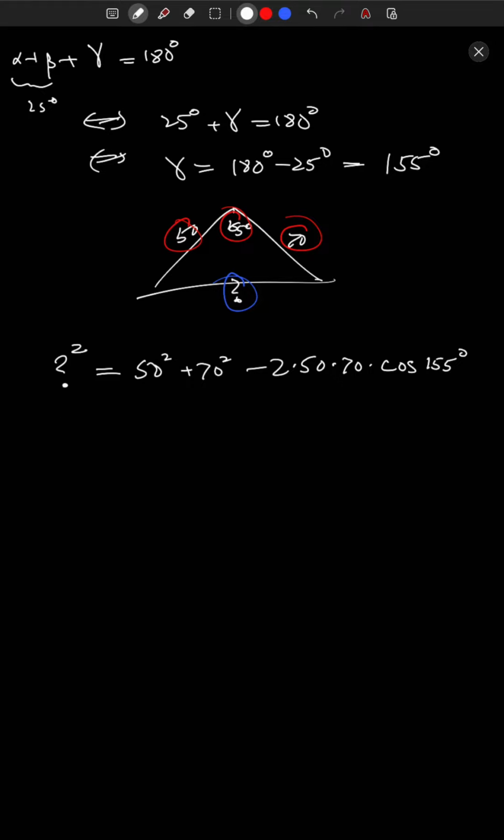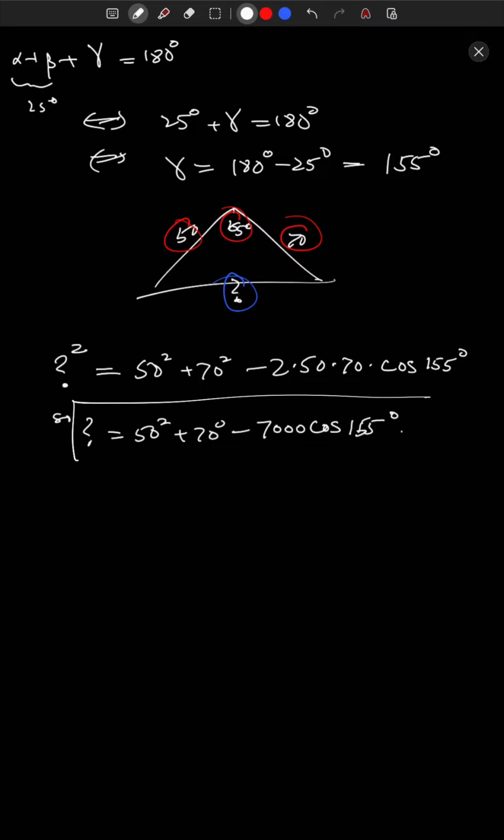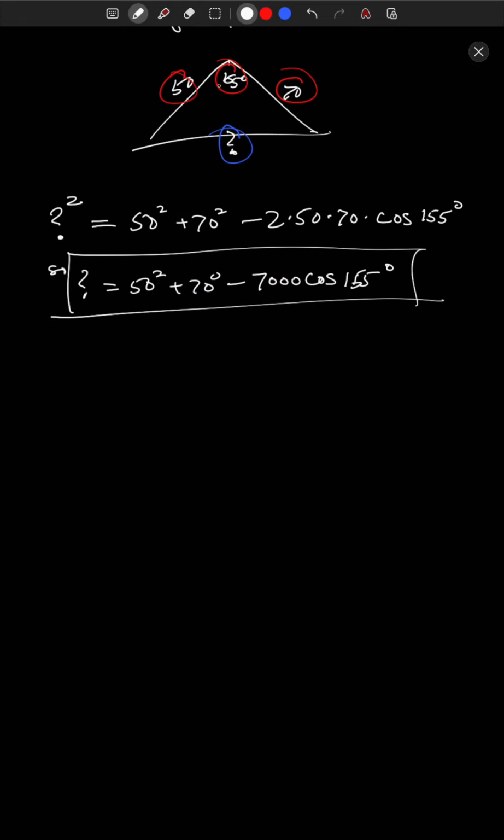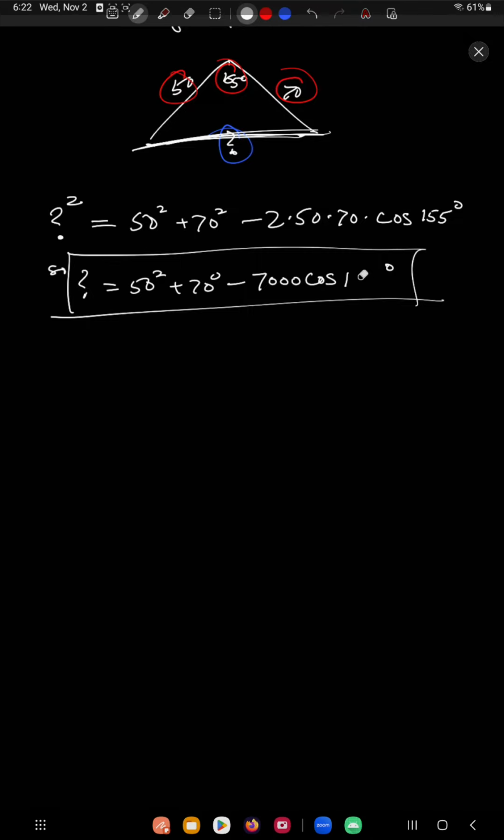All right, and we're all set, right? So question mark is equal to 50 squared plus 70 squared minus 2 times 50, 7,000. Let me just write it like that, I guess. 7,000 cosine 155 degrees. Okay, again, just by taking square root of both sides. And again, normally you have to pop out a plus or minus, but we're talking about actual physical things. The length of a vector should be a positive number, so we toss away the negative solution. Okay, and that's it for this problem.